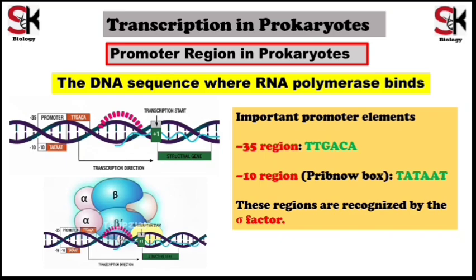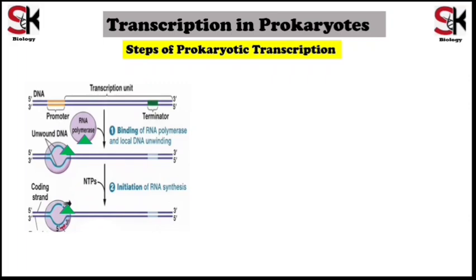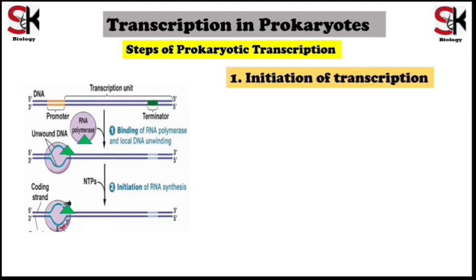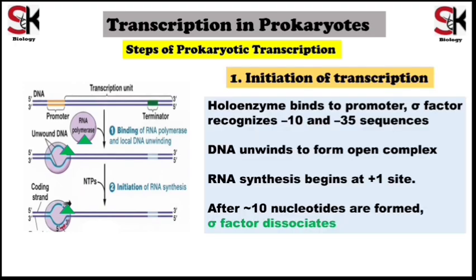Once the transcription unit and RNA polymerase, that is the holoenzyme, come together, prokaryotic transcription occurs in 3 steps: initiation, elongation, and termination. Let us understand these steps one by one. The first step is initiation. Here, RNA polymerase along with sigma factor binds to the promoter region and unwinds DNA, forming a small opening. We call it a transcription bubble.